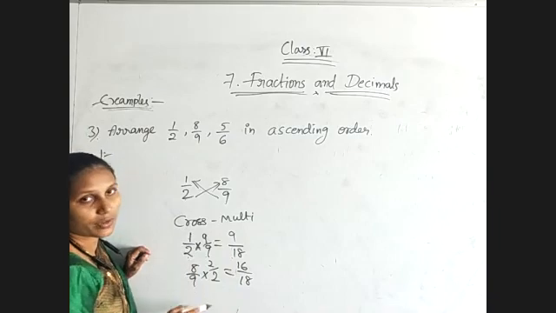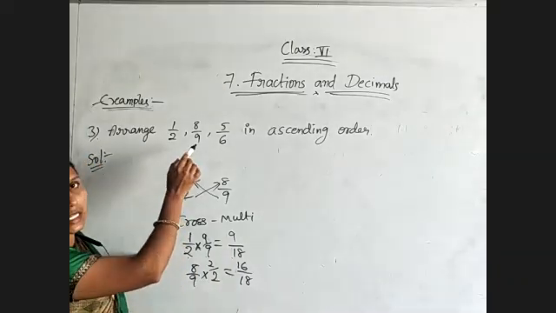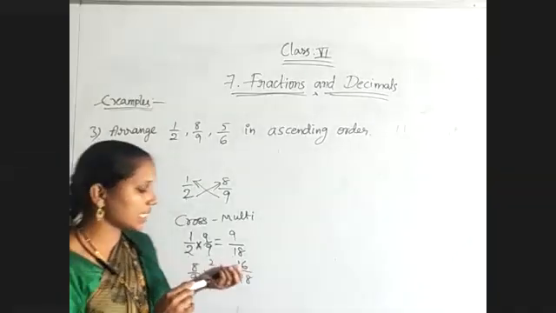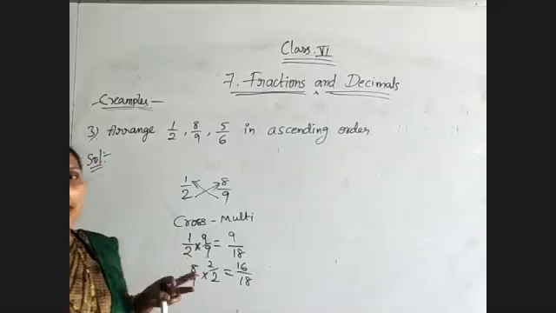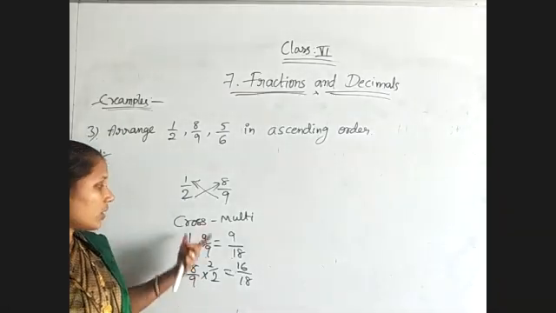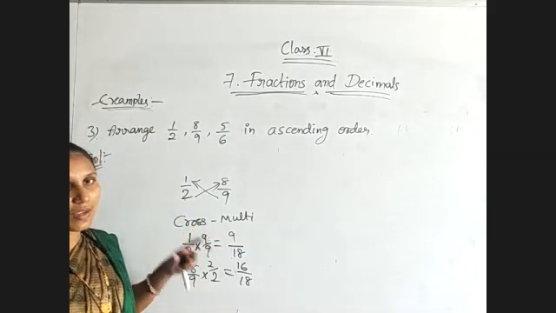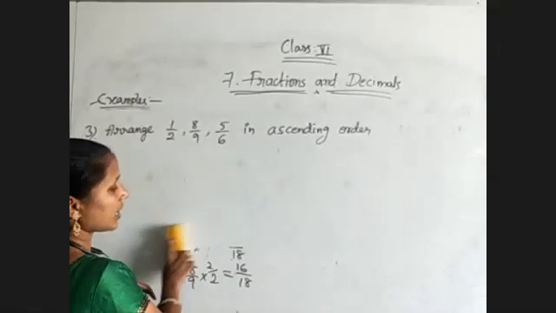When 2 fractions are given, this is the easiest method. If more than 2 fractions are given, in that case we will use LCM. While writing ascending and descending order, we compulsorily need at least 3 fractions, meaning 3 or more than 3 fractions. So there we can't use cross multiplication. We have to go with LCM for the conversion of unlike fractions to like fractions.